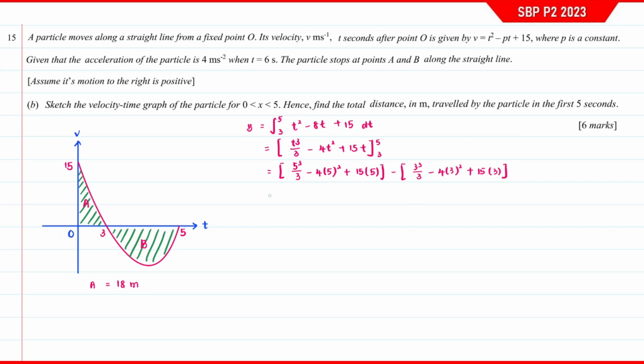So here the answer will be 50 over 3 minus 18, which is negative 4 over 3. The area B is negative because it is below the t-axis. But area is always positive, so for part B, we can put a modulus on our answer. So B is positive 4 over 3. So the distance traveled by the particle from 3 to 5 seconds will be 4 over 3 meters. Now the total distance will be 18 plus 4 over 3, which is equal to 58 over 3 meters.